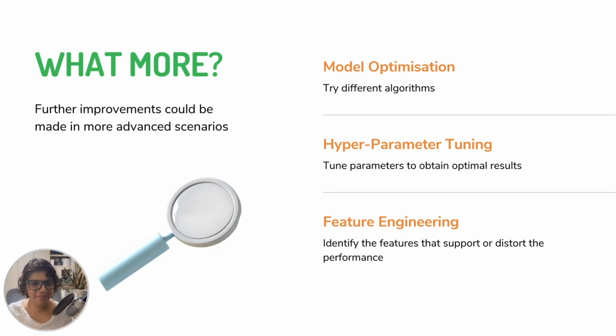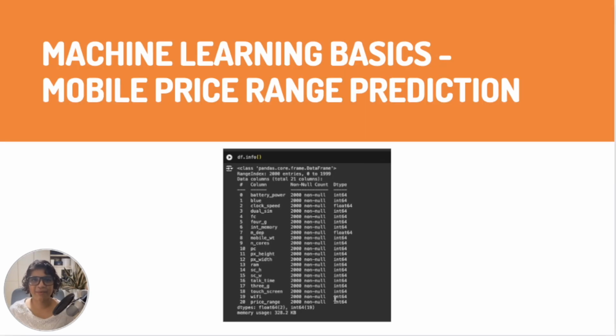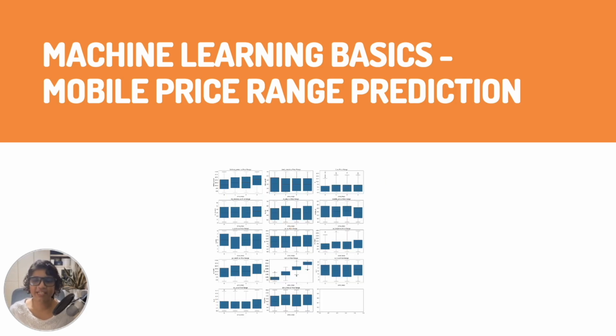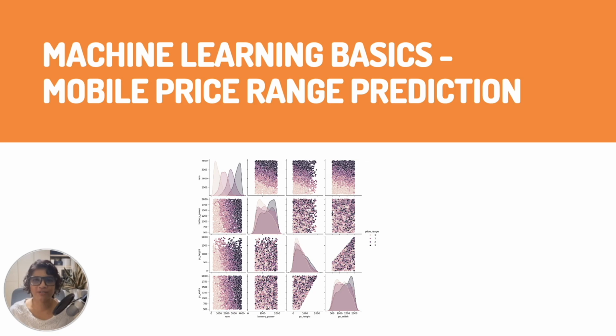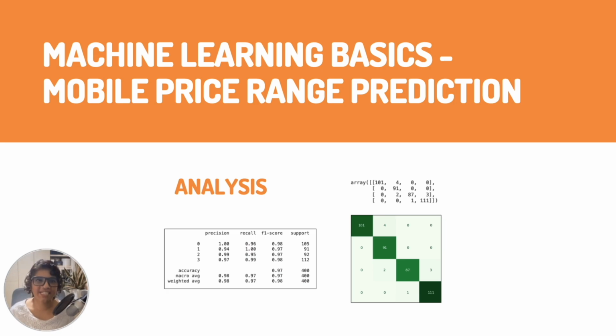Further improvements could be made. We could try different algorithms, tune hyperparameters, or apply feature engineering. But for now, we'll wrap up this tutorial with these findings. Today we successfully built a logistic regression model to predict mobile phone price ranges. We used pre-cleaned data, but we conducted a detailed exploratory data analysis, EDA, and identified key adjustments to train the model well. We scaled our data and we built a logistic regression model. We examined the classification report and confusion matrix in detail to understand our model's performance.